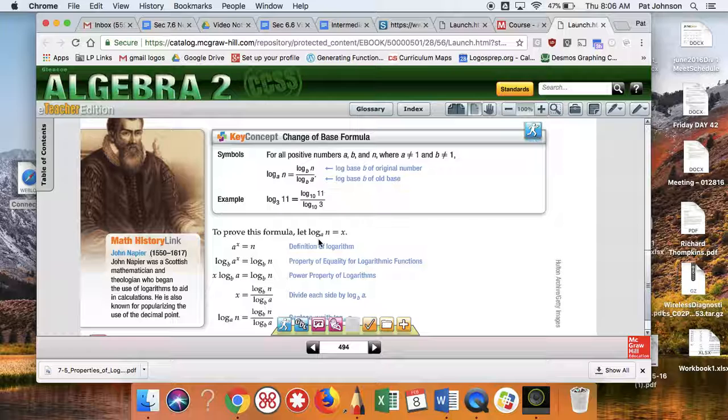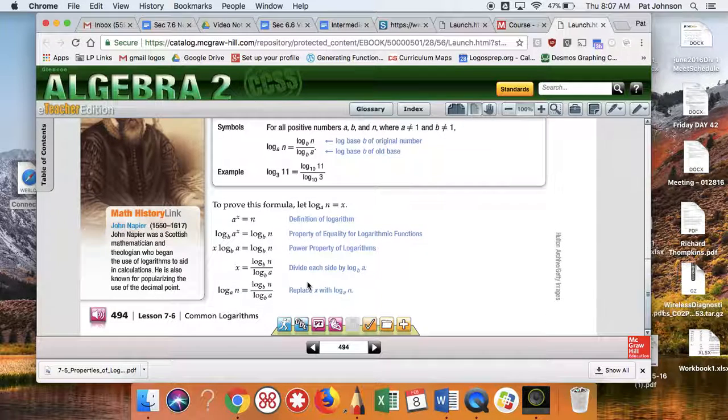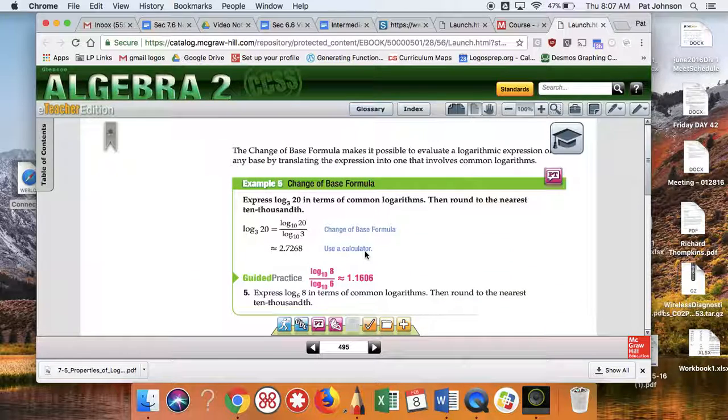So let's look at this. Let log base a of n equal x. They're proving the formula is all they're doing. So they take the logarithm of both sides, they use the power rule, and then they solve for x. And you get log base b of n divided by log base b of a. And they prove the formula here. It doesn't matter what base as long as you have the same base. But if you're changing it because you want to use the common log, then you just leave it as 10.